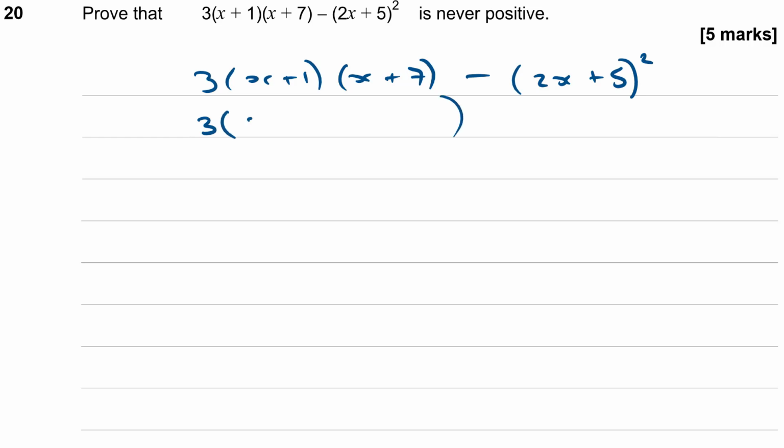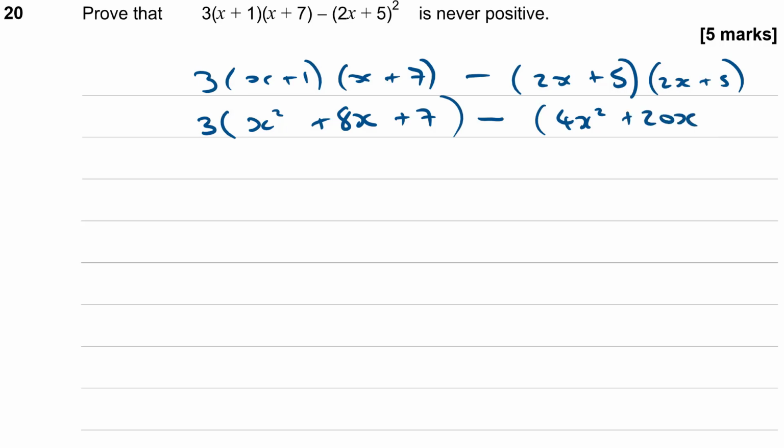So first off, let's multiply out this first bracket here. I've got x times x, which is x squared, 1 times x, which is x, and x times 7, which is 7x, give me a total of 8x in the middle, and 1 times 7 is 7. And I need to subtract, well, it's going to be (2x plus 5) squared. Let's just write that second bracket out so we can see what's going on a bit clearer. So 2x times 2x is 4x squared, 5 times 2x is 10x, and 5 times 2x is 10x, give me 20x in the middle, plus 5 times 5, which is 25.